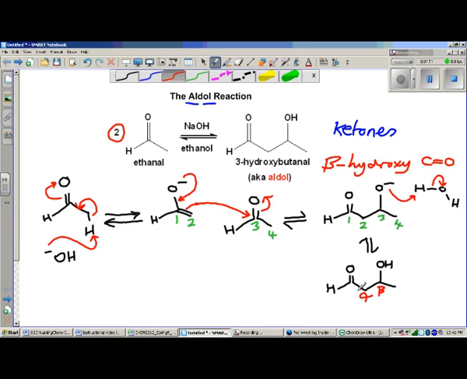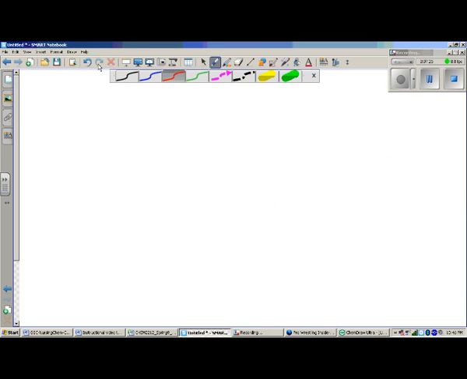Anyway, that's the mechanism for the aldol reaction. It's really very simple, but it's one of these ones where if you don't count your carbons carefully, it can get rather complicated. Right? Let me just give you an example. Let's move on. And let's just do exactly the same thing again.